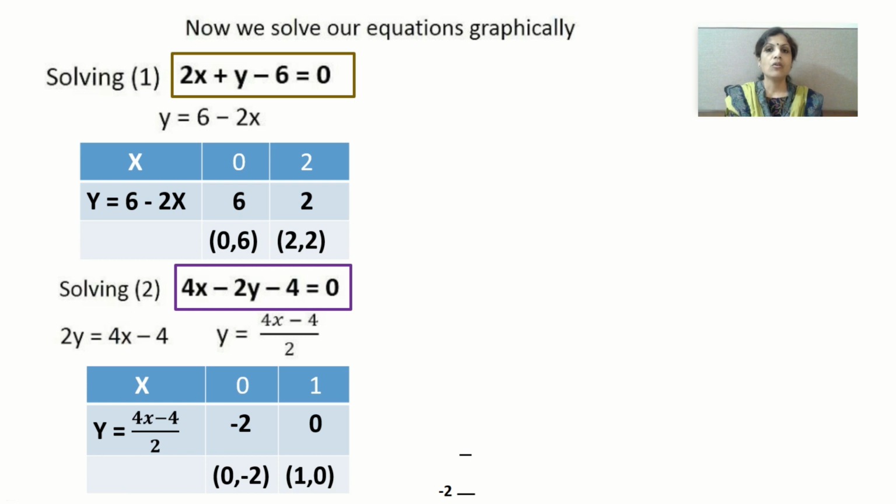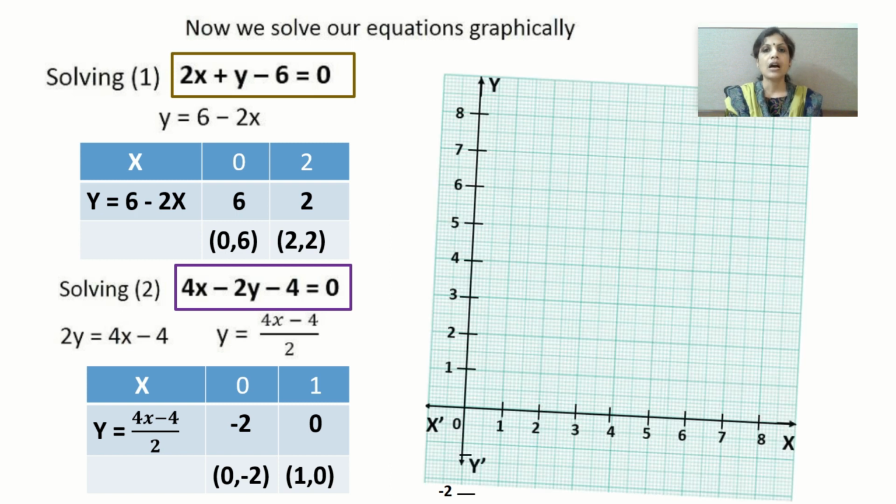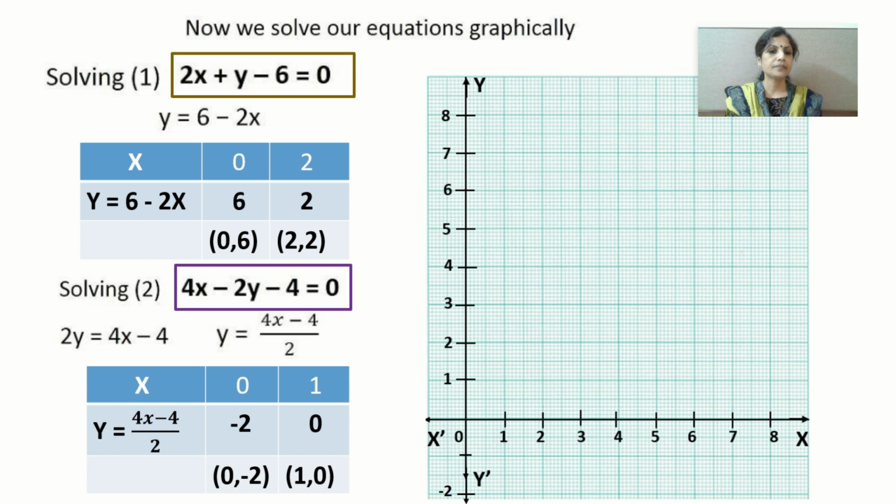So we got the coordinates for both the equations, and let's start plotting the points now. Our first point is (0, 6). So (0, 6) comes here, alright. Then (2, 2) is here, and a line passing through these 2 points is this.